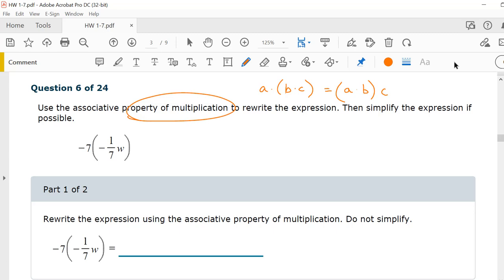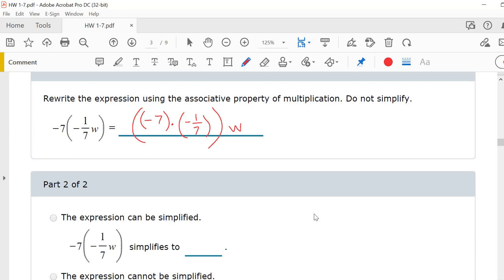Okay, negative 7 parentheses, negative 1/7 W. I'm going to write it as negative 7 times negative 1/7, that's in the big set of parentheses, times W. You may need to put both of those numbers in parentheses on Connect Math. Okay, can you do the multiplication that's in this set of parentheses? Can you simplify it? And the answer is yes.